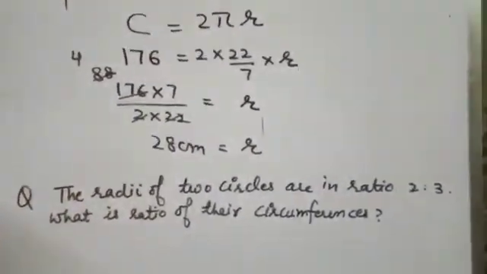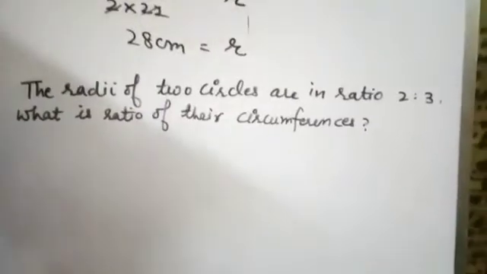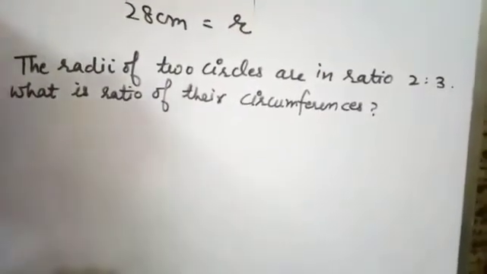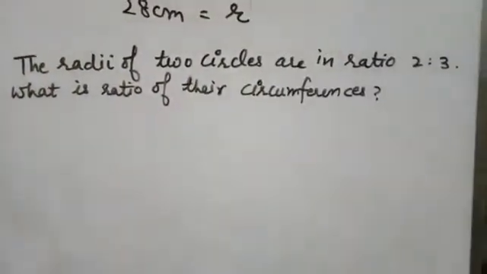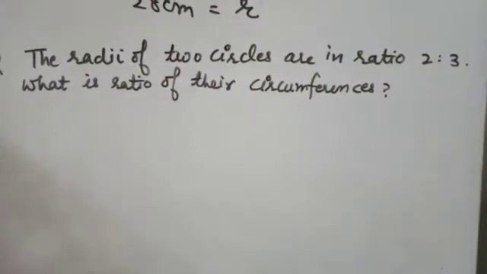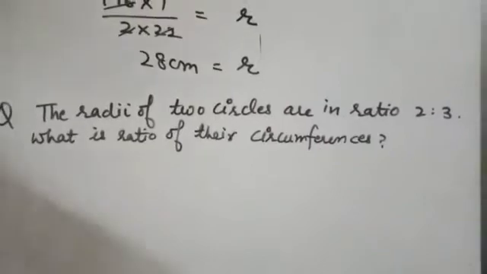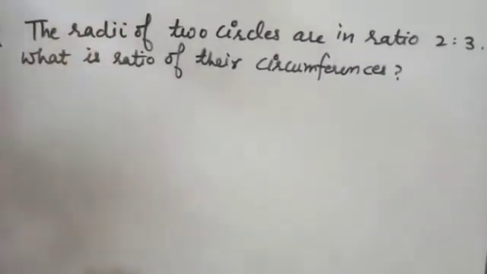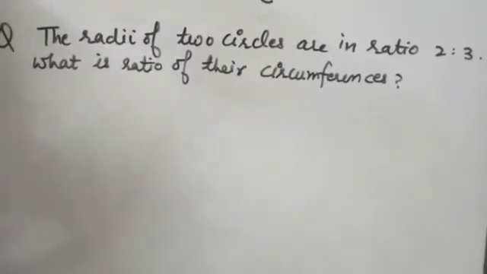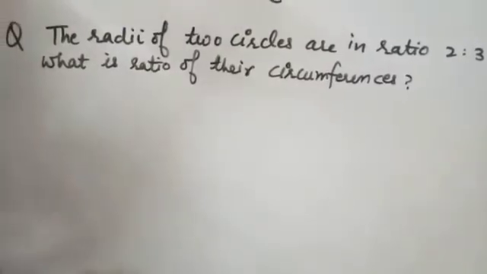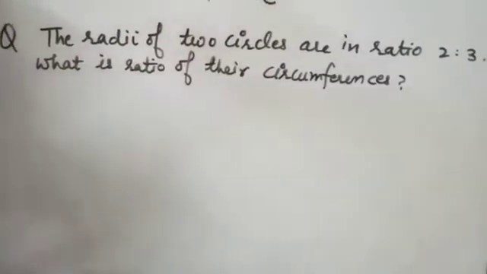Now the next question: the radii of two circles are in the ratio 2:3. What is the ratio of their circumferences? What is given to us? The ratio of the radii of two circles. As we have already discussed, when a ratio is given to us, what does it mean? It means they are multiples of a common number.